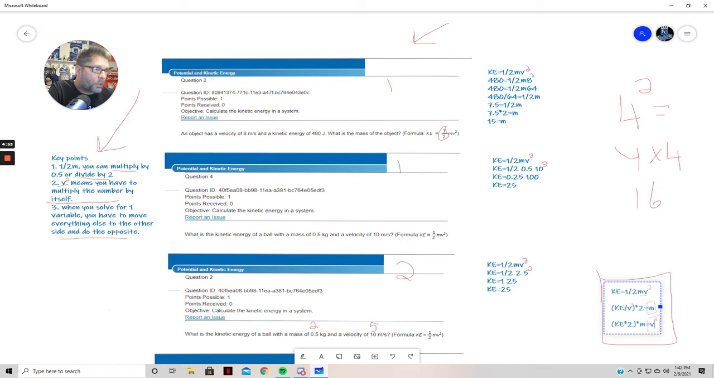That should be, let me make sure of this. We're going to move the mass over, we're multiplying. So yeah, we're going to divide right there. That should be a division sign right there.